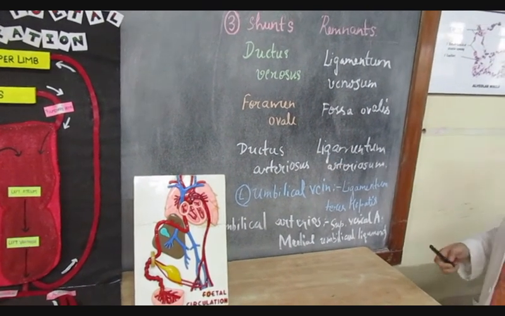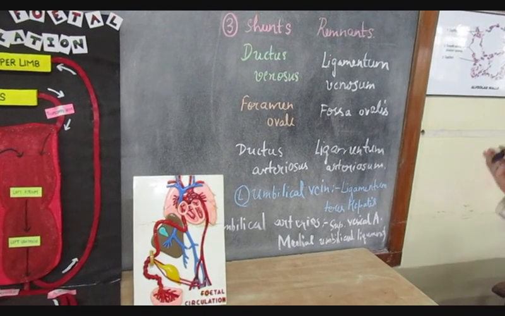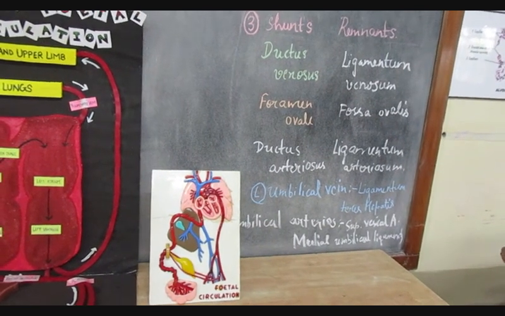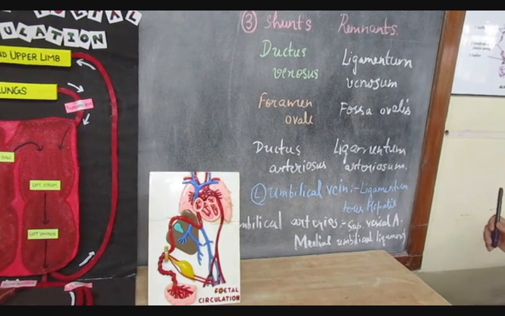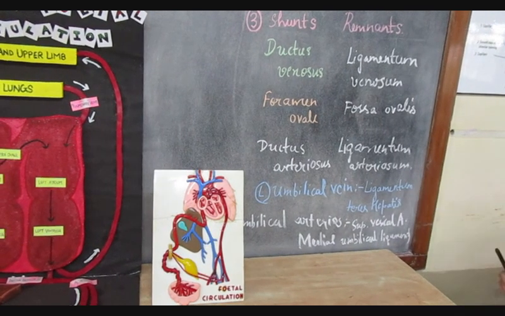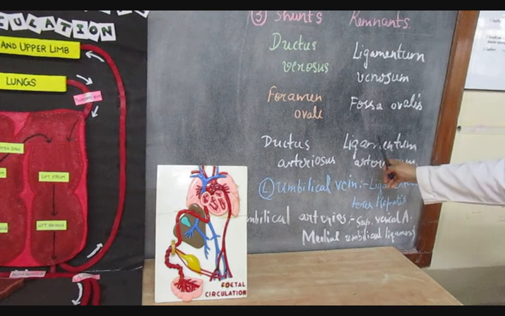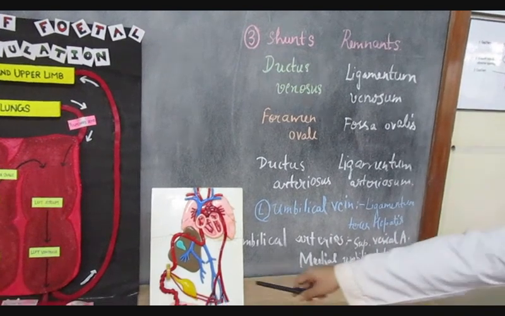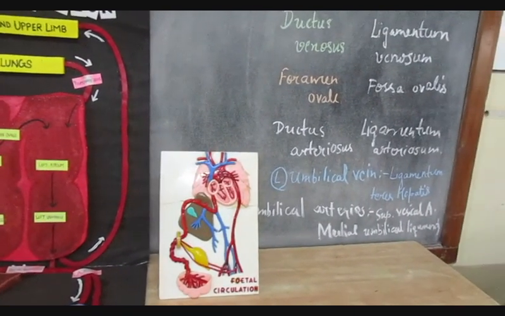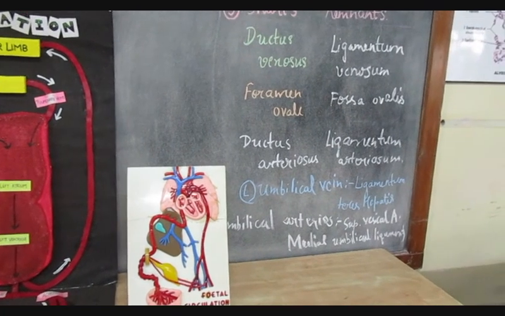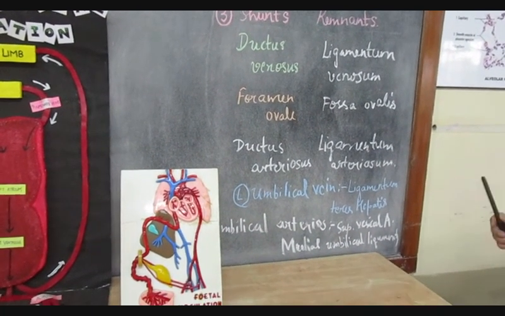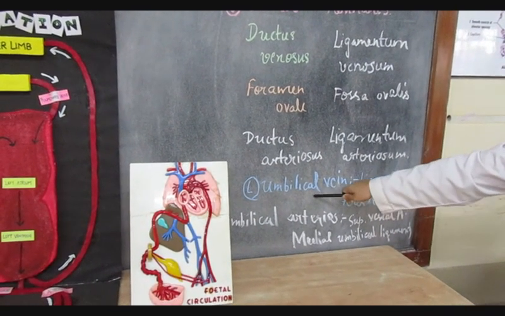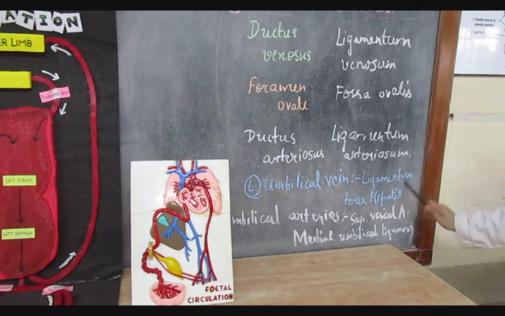And the third shunt is the ductus arteriosus, which is a communication between pulmonary trunk and the aorta, and that is also going to be obliterated after the baby cries for the first time. So the ductus arteriosus becomes obliterated to form ligamentum arteriosum. Then what happens to the one umbilical vein which was a content of the umbilical cord, that is the left umbilical vein. Right umbilical vein had disappeared soon after its formation, but the left umbilical vein persists as ligamentum teres hepatis. After its role is over in fetal circulation, it is going to form ligamentum teres hepatis.